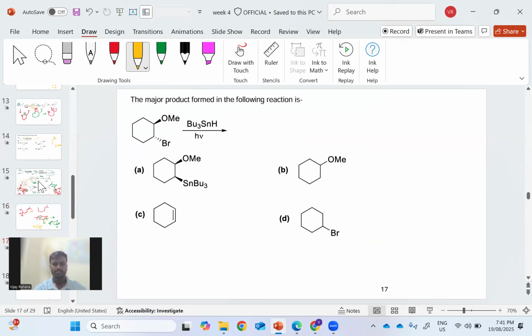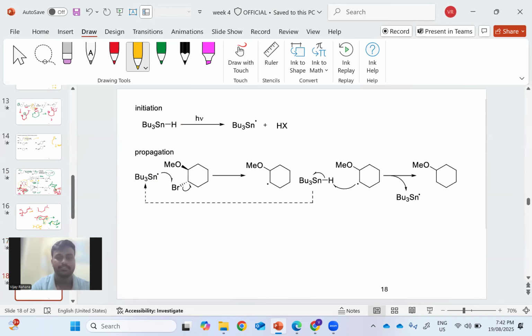Otherwise, there is again the same question here. There is a slight difference compared to the earlier few questions we have seen based on the tin, tributyltin complex. Here there is Bu3SnH; earlier it was Bu3SnCl. So what happens when this Bu3SnH reacts with this compound which has the methoxy and the bromo at adjacent positions to each other? So in this case, what happens?